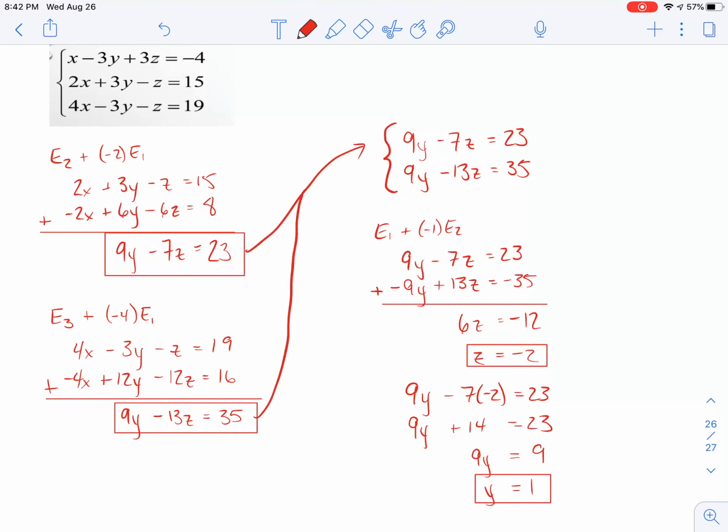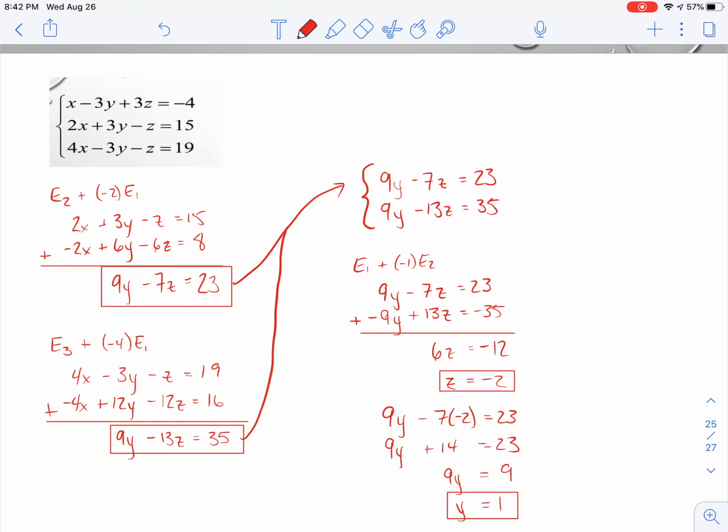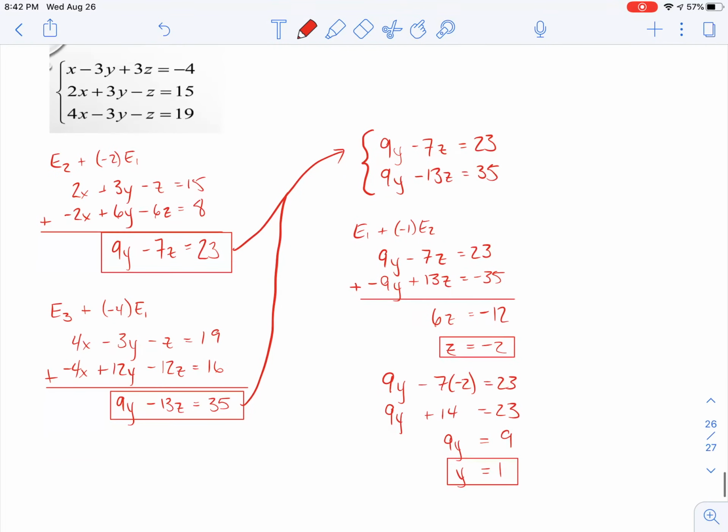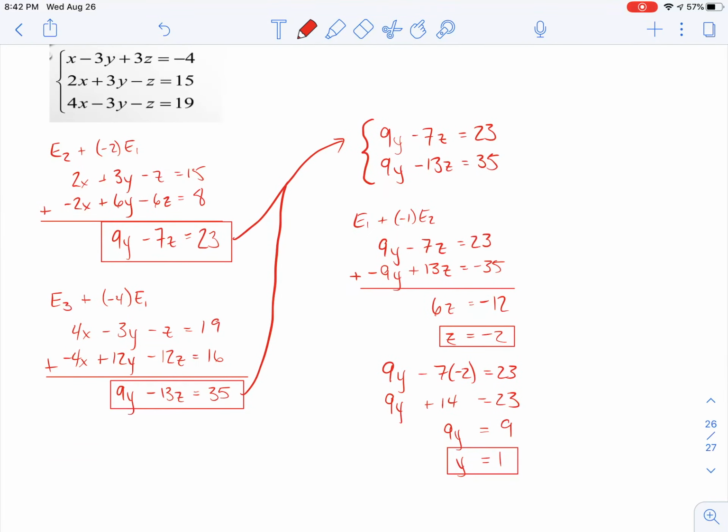Okay. Now, I want to take those two individual values and plug them back into one of my three equations from the original problem. Again, it doesn't matter which one I choose. I want to use whatever's probably going to be the simplest for me. And in my first equation, x has a coefficient of 1. So I'm going to use that equation for this last substitution.